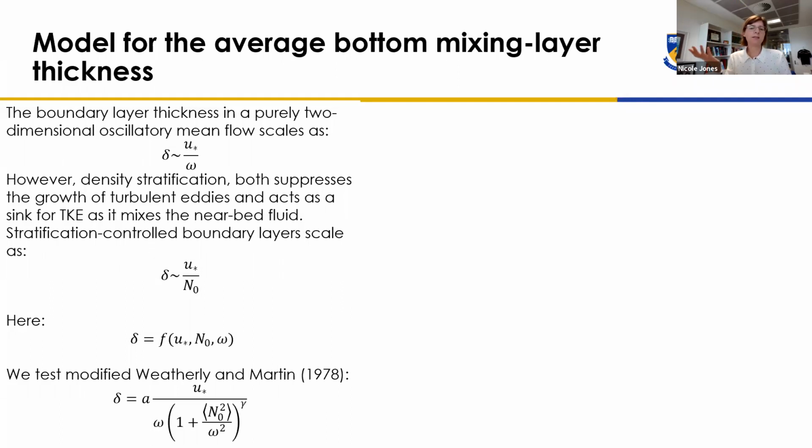But the problem is in a site like ours in the ocean, stratification is certainly playing a role. So that stratification can both suppress the growth of the turbulent eddies, and it also can act as a sink for the turbulent kinetic energy as it mixes that near bed fluid, and as a result increases the height of the boundary layer or the mixing layer. So in stratified controlled boundary layers, we scale the height as the shear stress divided by the background stratification, N0.